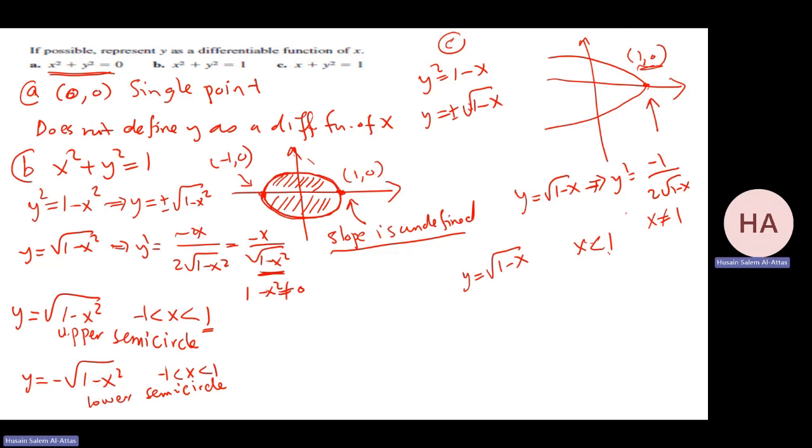And this will be the lower half. I'll take either the upper half or the lower half. I cannot take both, as we did here. We take either this or this. Same thing: either we take this to define it or this to make it differentiable, because they have a problem here. The slope is undefined.